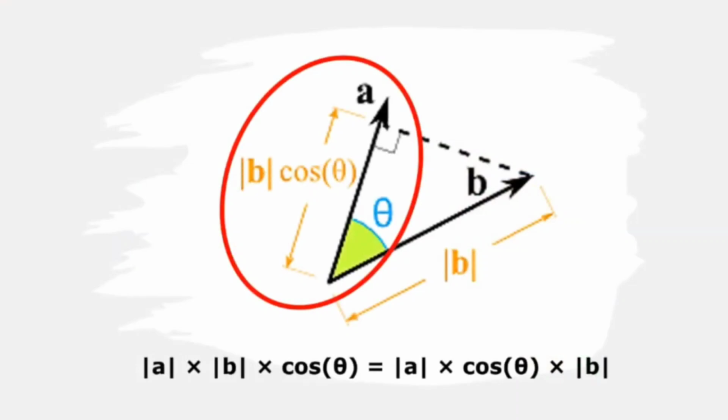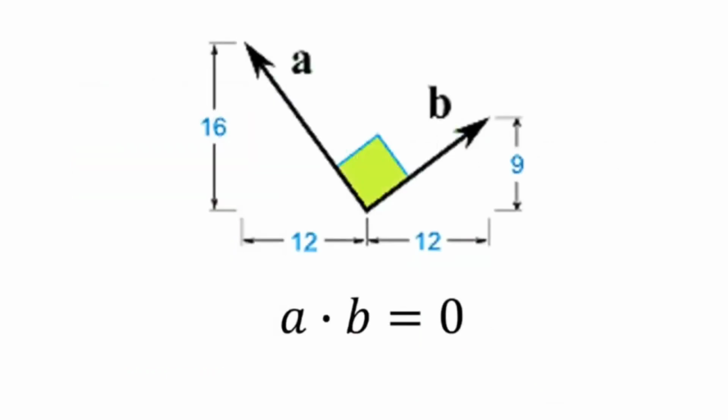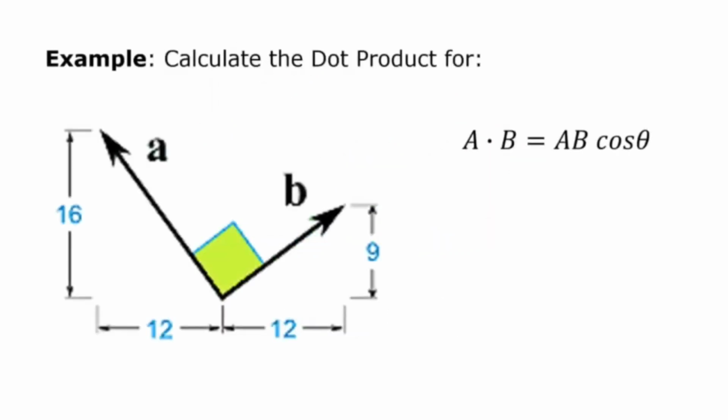because it doesn't matter which order we do the multiplication. Some of you may be clever and think, what if the angle formed is a right angle? Because it is not impossible to encounter vectors that are perpendicular to each other. When two vectors are at right angles to each other the dot product is 0. To prove this, let's show a solution. Using the formula, AB cosine theta.